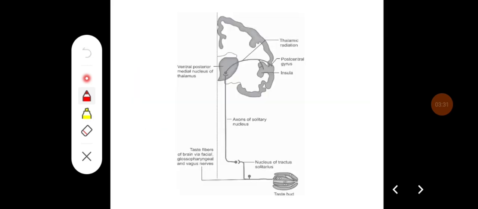So this diagram shows the taste pathway which is ipsilateral. First order neurons arise from the taste buds. They end in the nucleus tractus solitarius. Second order neurons arise from here. They ascend ipsilaterally to the thalamus to end in the ventroposterior medial nucleus of the thalamus. Then the third order neurons go to the postcentral gyrus and the anterior part of the insula.